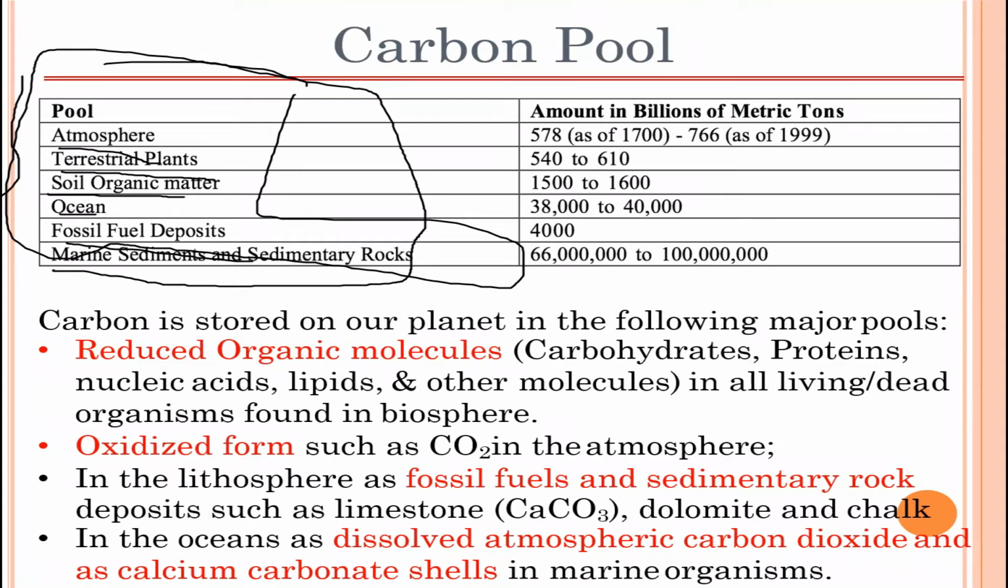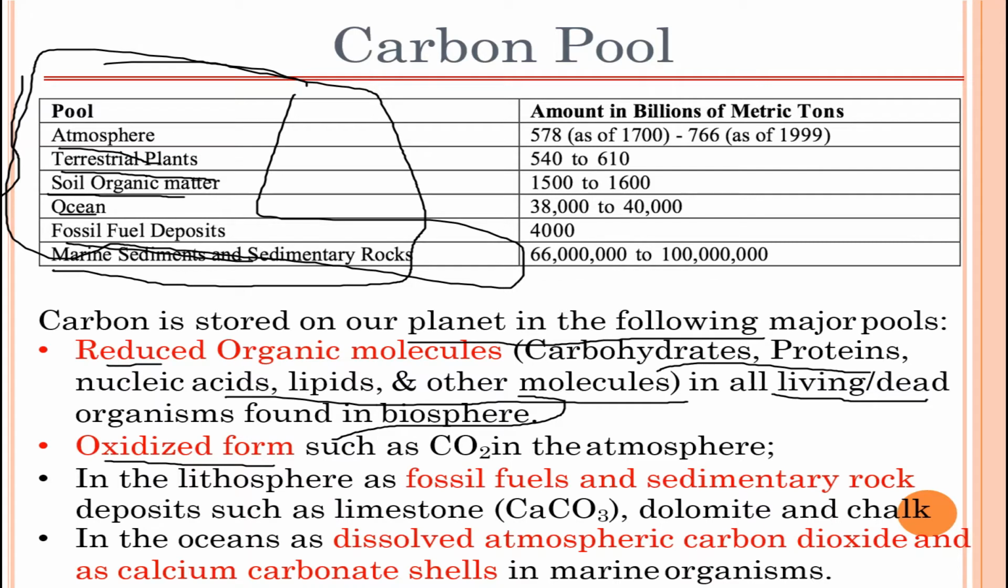Also, carbon is stored on our planet in the following major pools. It can be stored as reduced organic molecules in the form of carbohydrates, proteins, nucleic acids, lipids and other molecules in all living and dead organisms found in the biosphere. It is also stored in oxidized form, such as CO2 in the atmosphere. So CO2 is present in the atmosphere in oxidized form.